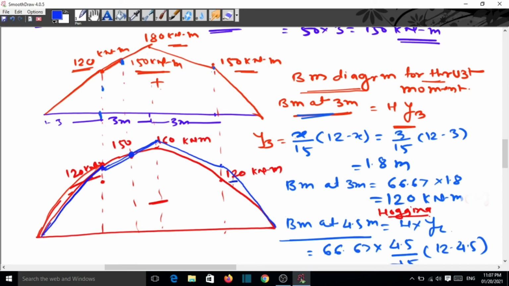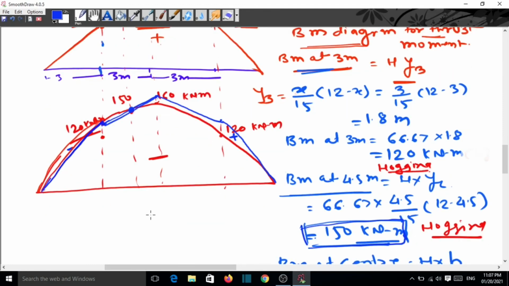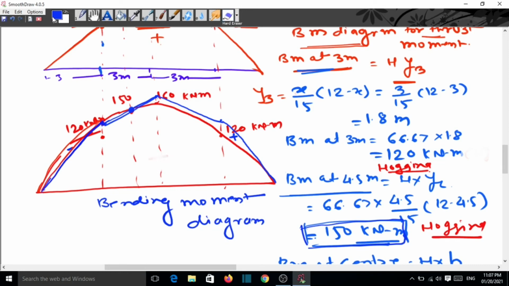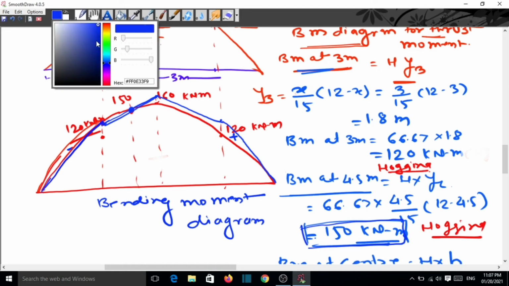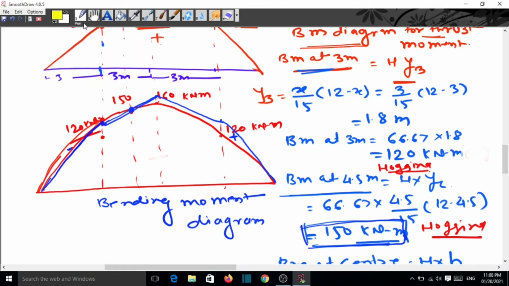So this part is the positive and this part is the negative. So this is the BMD, this is the bending moment diagram. This is the combined. So here, the remaining part, suppose we highlight this by any color, suppose it's yellow. So this remaining part is this only. This is the negative part.